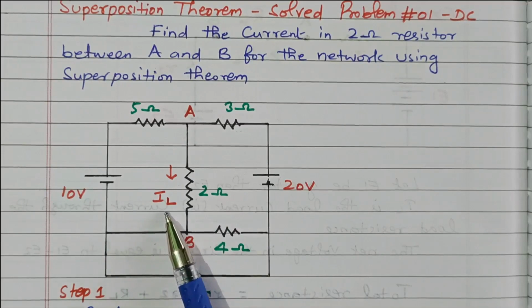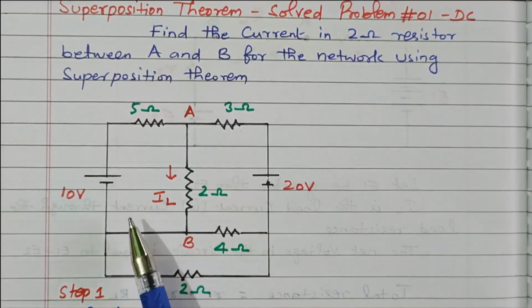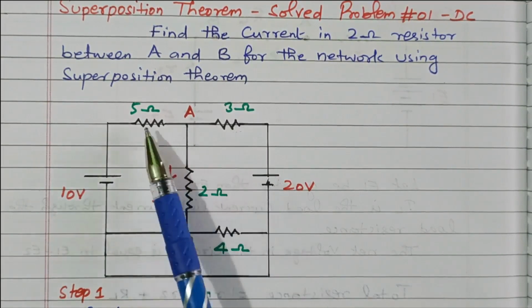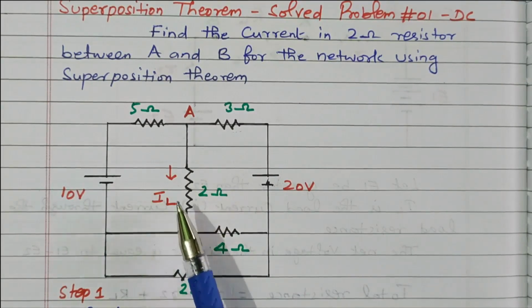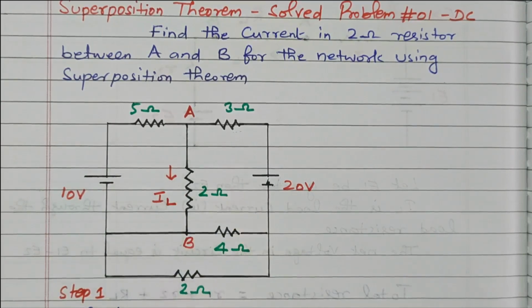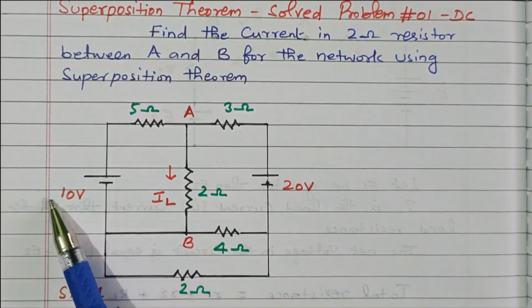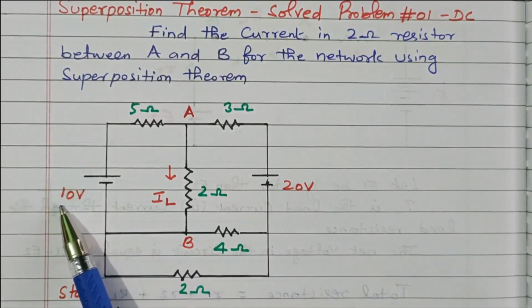This is termed as IL, right? This is marked as AB. So the other four resistors are available apart from the load resistor: 5 ohm, 3 ohm, 4 ohm and 2 ohm. We have two voltage sources available, a 10 volt source and a 20 volt source. So according to the superposition theorem, what is the statement? We need to consider only the 10 volt source alone.